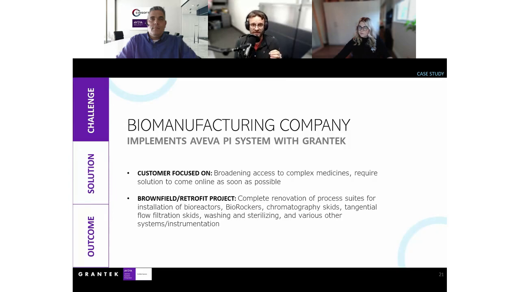The process that our client underwent was a complete renovation of an existing process suite area, and there were new bioreactors, bio-rockers, chromatography skids, and tangential flow filtration skids. That's what TFF stands for. There were also washing, sterilization, and autoclave systems, and a number of other validation systems and test systems for their products. And all of that had to be integrated and brought together.